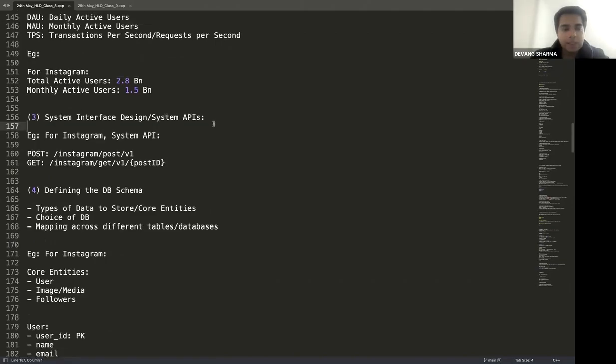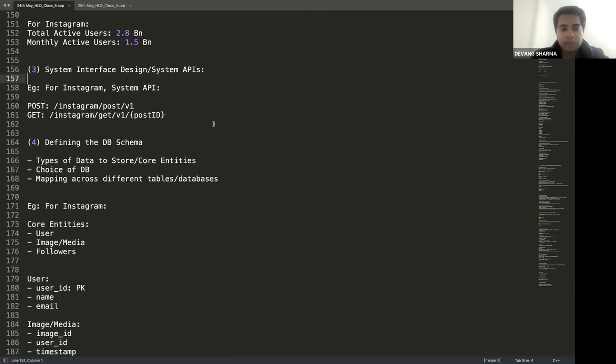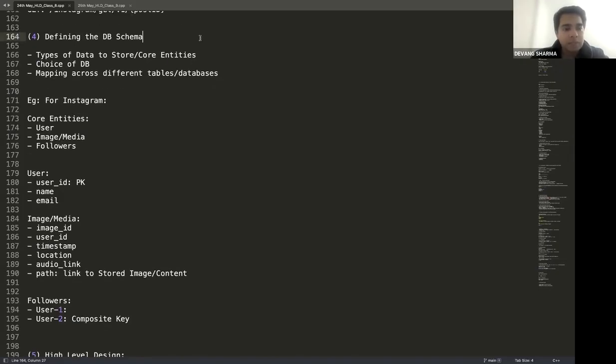Next is the system interface, or system design APIs, which covers the public APIs that are required. We don't necessarily talk about internal APIs, but we definitely talk about customer-facing APIs, or functionality APIs. Then we talked about defining the DB schema, which includes the type of data to store or the core entities, the choice of database, and mapping across different tables or databases.